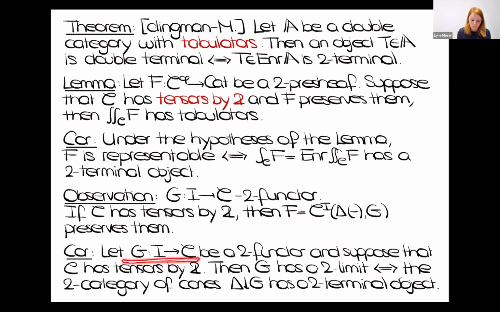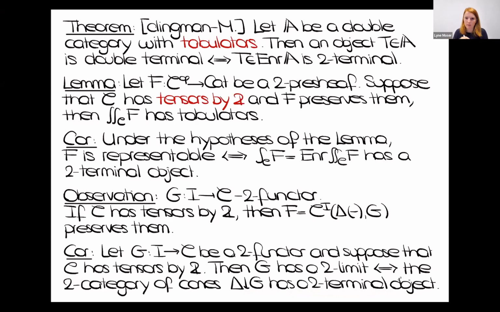If you start with a 2-functor from I to C, and C has these tensors by 2, then this 2-functor will have a 2-limit if and only if the 2-category of cones has a 2-terminal object. And so this says that in some cases, it does suffice to have this 2-category of cones. Typically, this is interesting because if you want to compute a limit in categories, then categories have tensors by 2. And so all 2-limits will actually just be 1-limits.